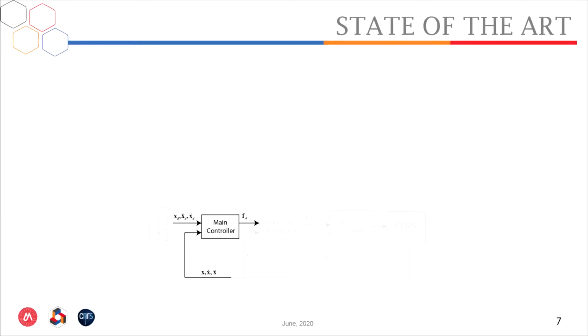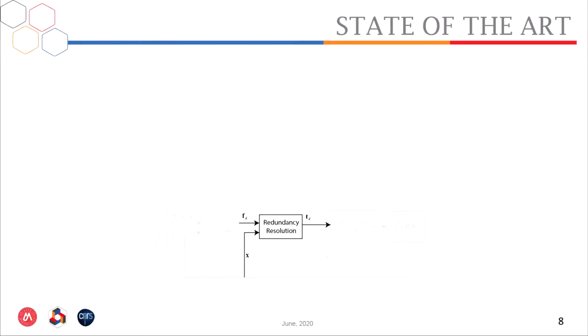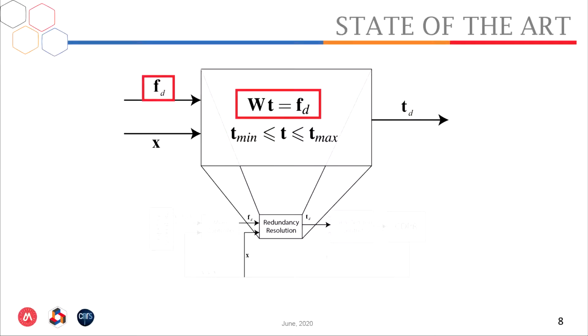First, the main controller is responsible for defining a wrench to be applied on the platform based on the comparison between the desired states and the estimations of the actual ones. Several control strategies have been used to this end. Similarly, for redundant CDPRs, the output of the redundancy resolution block is a set of cable tensions within the interval of admissible cable tensions that generates the desired wrench defined by the main controller.